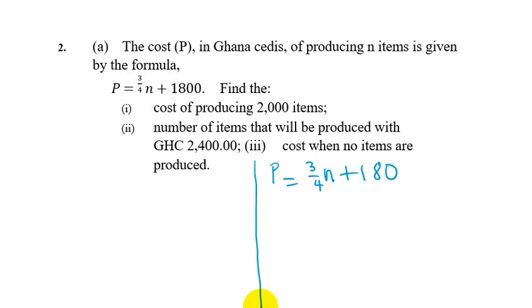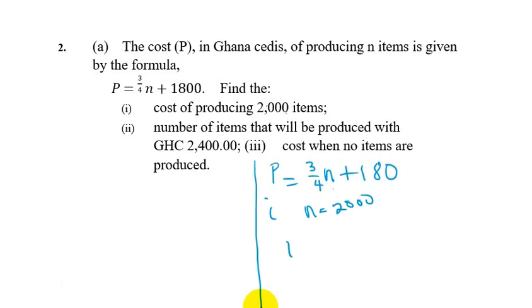Now, we know that the formula that was given was P being equal to 3 over 4n, okay, plus 1,800. Now they said the cost P, so this is for the cost, okay. We should find the cost if we are producing 2,000 items. So the n is the 2,000 now. We will put the 2,000 where the n is. Then we find P. We are finding the cost.